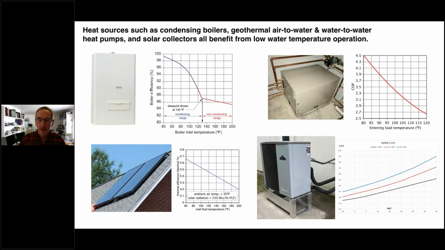Now, down below it is a solar thermal collector. This market is pretty small right now. It had a couple strong periods of time, but with solar thermal collectors, whether they're doing domestic water heating or even space heating, you can see on the graph here, as that inlet temperature going into the collector goes down, the thermal efficiency goes up. So again, low water temperatures are going to benefit the efficiency or the performance of those collectors.